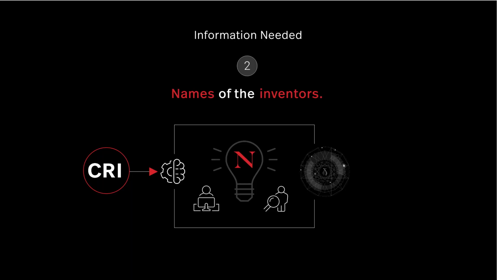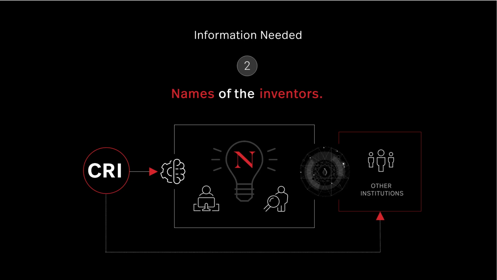It is important to consider whether there are inventors affiliated with other institutions. In those cases, the invention is jointly owned with the other institution. The CRI will initiate communication with the other institution to facilitate the coordination of patent protection and subsequent commercialization endeavors.